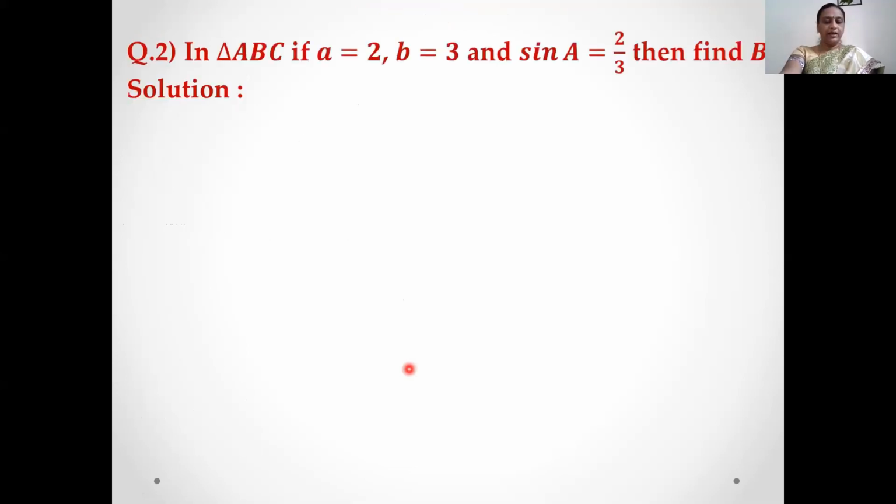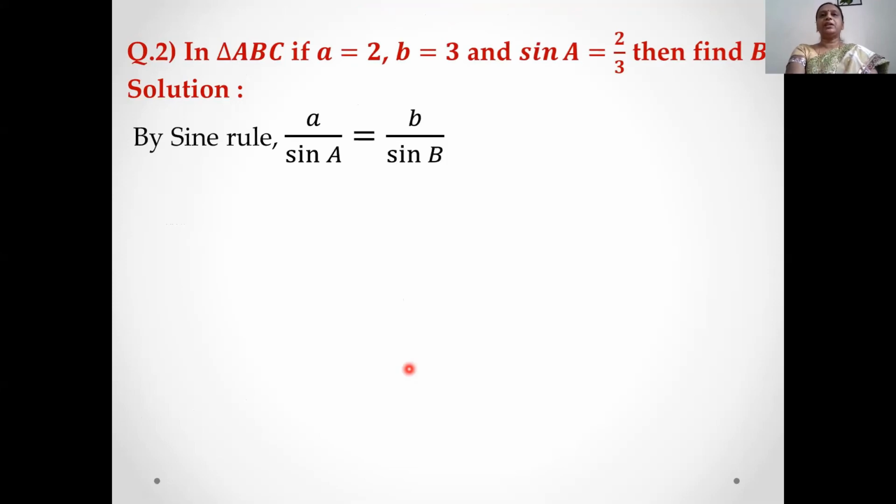In triangle ABC, if a is equal to 2, b is equal to 3 and sin A is equal to 2 by 3, then find the value of angle B. Now again take the sine rule. Here only the values of a and b are given and we have to find B, then only use this type of formula.